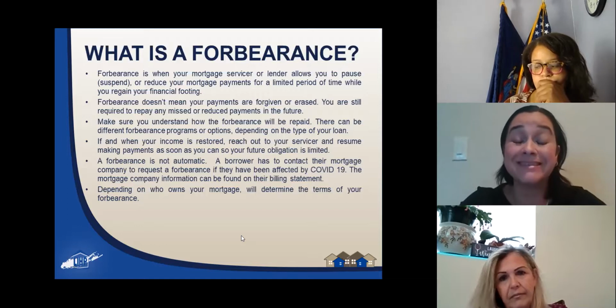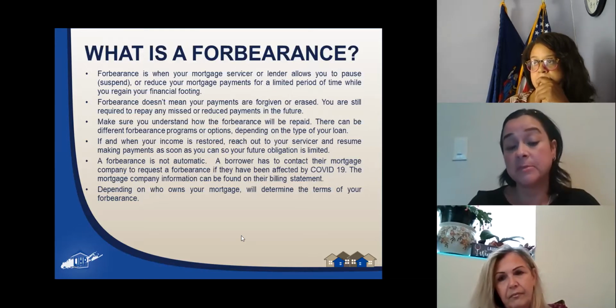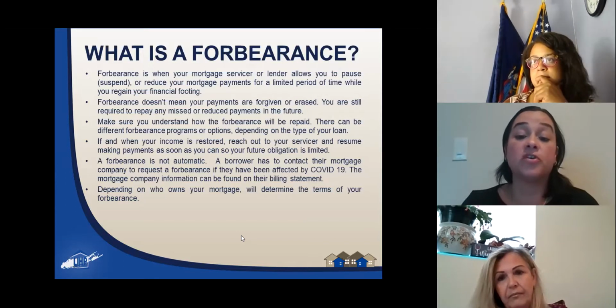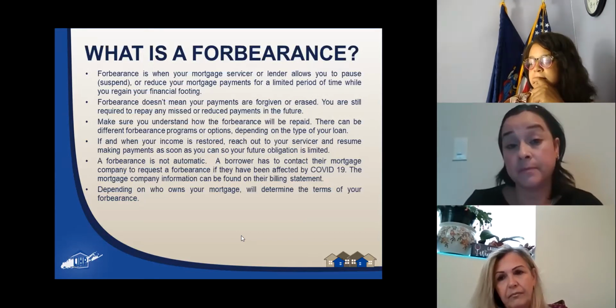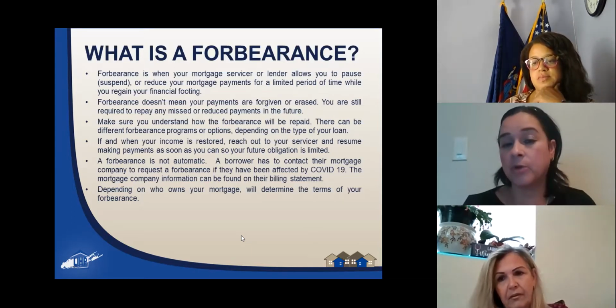Forbearance is not automatic. And I've mentioned that before. A borrower has to contact their mortgage company to request a forbearance, and say if they have been affected by COVID-19. The mortgage company information can be found on your billing statement. And depending on who owns your mortgage will determine the terms of your forbearance. Okay, Maria, like you've seen different offers. What is the most common offer?